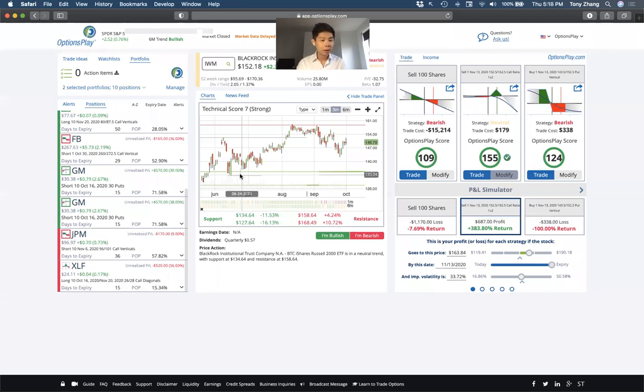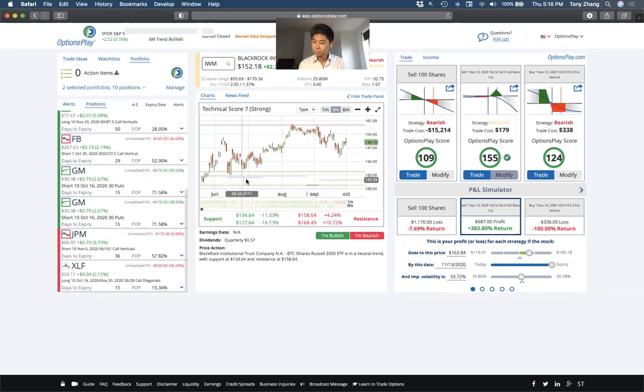What about selling a bear call spread to recover your losses? Selling a bear call spread adds more risk to your portfolio. That's another way of doing it. You could do that.